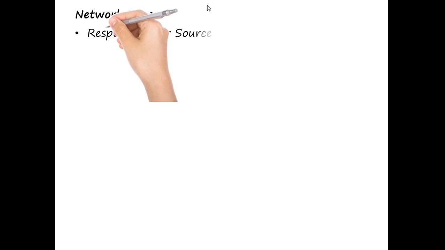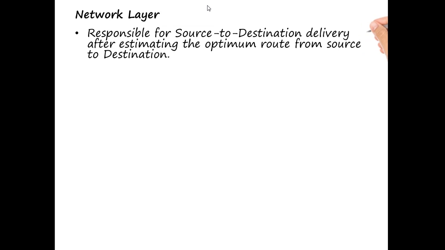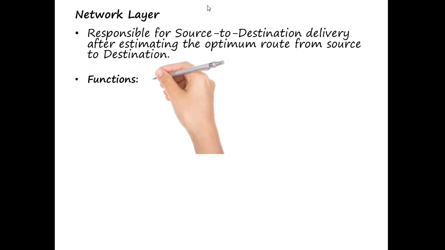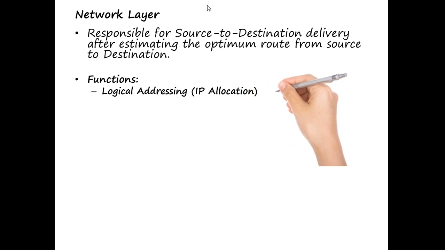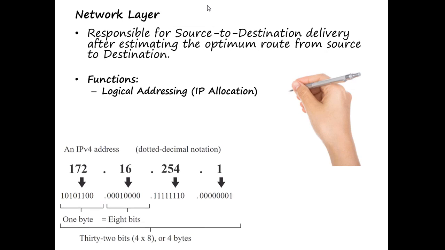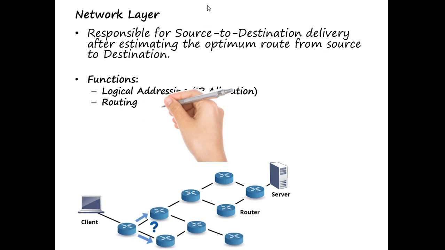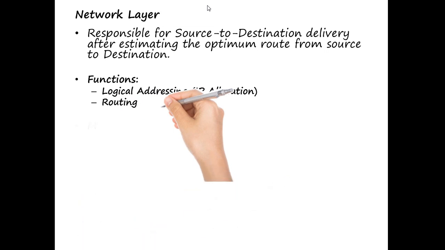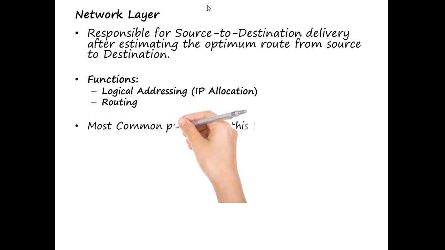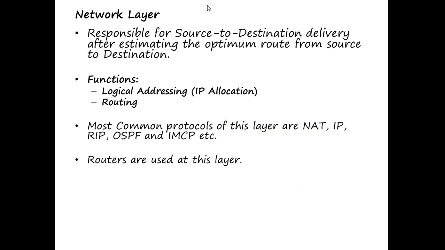Network layer, it is responsible for source-to-destination delivery, after estimating the optimum route from source to destination. Functions of network layer. Number 1. Logical addressing, IP allocation. As shown in the diagram, this layer is responsible to allocate a unique IP address to the user. Number 2. Routing, that is, to find the best or optimal path from the source to the destination. Most common protocols of this layer are NAT, IP, RIP, OSPF and ICMP, etc. Routers are used at this layer.